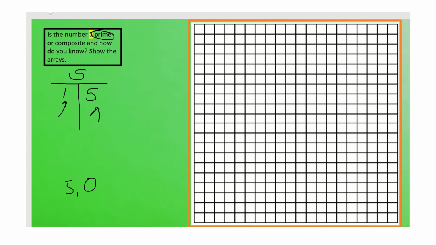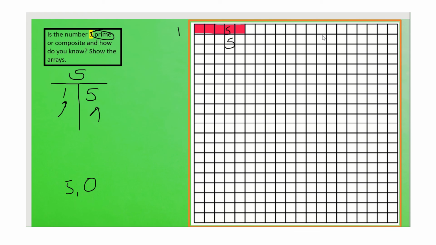So to model that using an array, we know we need to make a 1 by 5 array. 1, 2, 3, 4, 5. So as you can see there, that is 1 high by 5 long, which gives us an area. 1 times 5 is 5. There are no other arrays that I can make to model a 1 by 5.